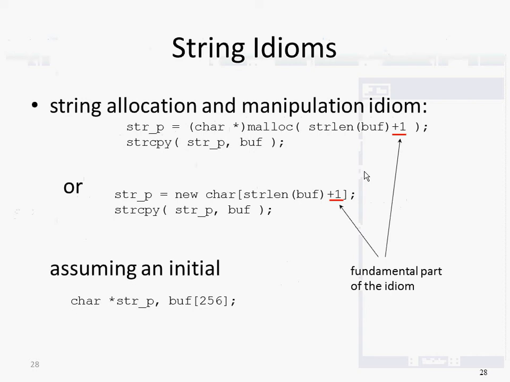Okay, so here's another common idiom. You have some memory allocation, and it's based on a strlen. Now why do we have this +1? First of all, what does strlen do? If I give strlen some string, some sequence of characters, what does strlen do? It returns the number of characters within that string.